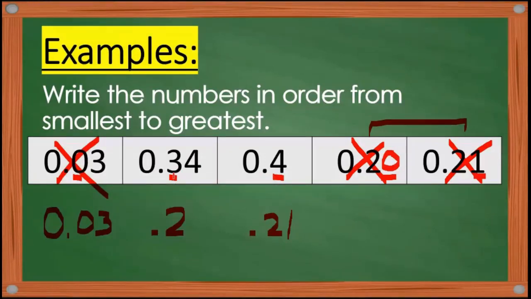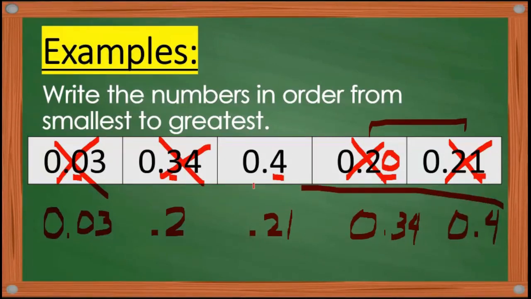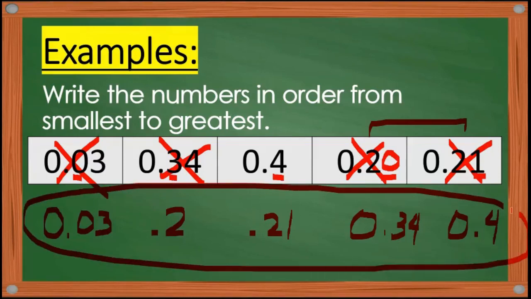Okay, next, which is the smallest between 0.34 and 0.4? Obviously, 3 or 4, the smallest is 3. 0.34. And then last, we're going to write 0.4. So that will be our answer. You arranged already from smallest to greatest.